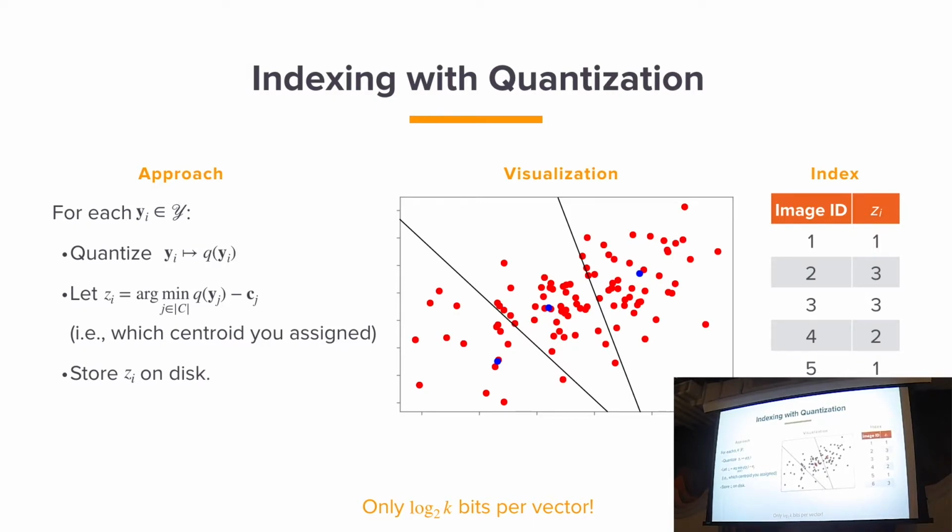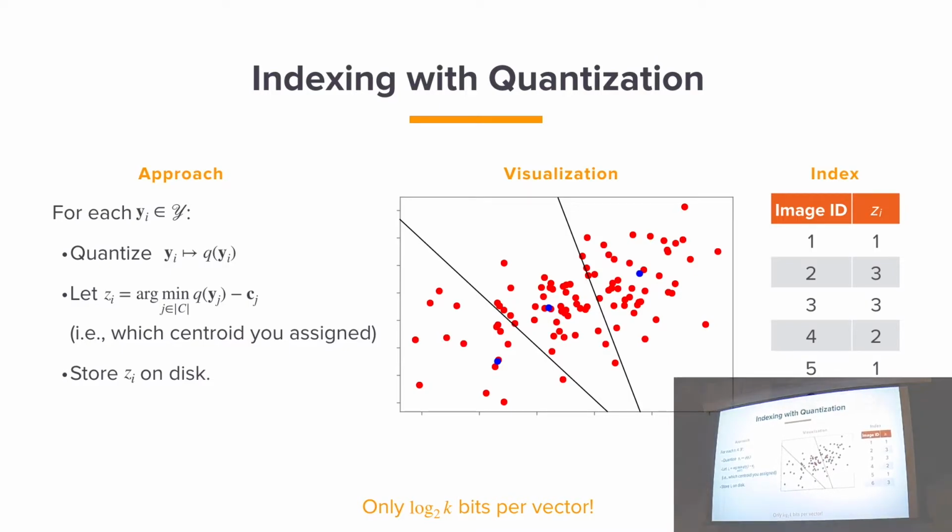Why would I do that? Because if I do that, I can represent the entire reference set in only log 2k bits per vector. If I have 8 centroids, I only need 3 bits to represent 8 different numbers. That's all I'm saying. For all my images, I find the centroid, I write that number to disk. Super compressed.